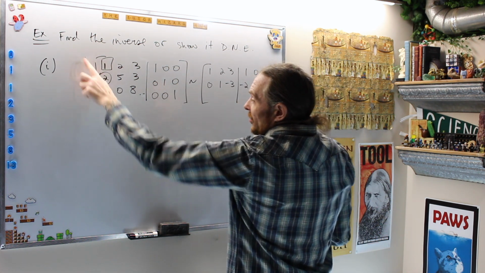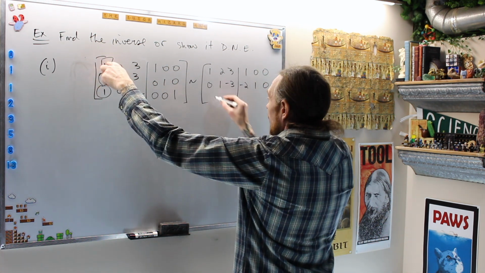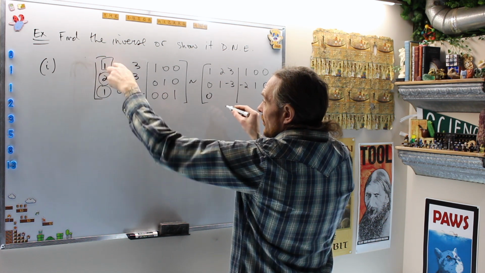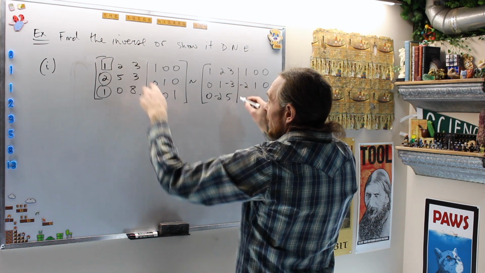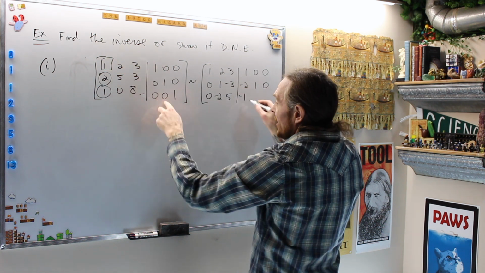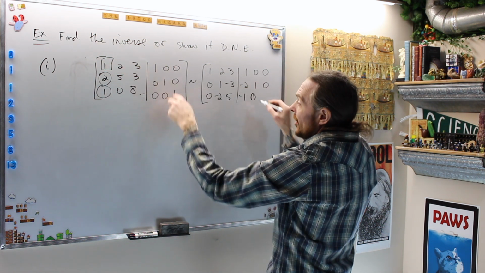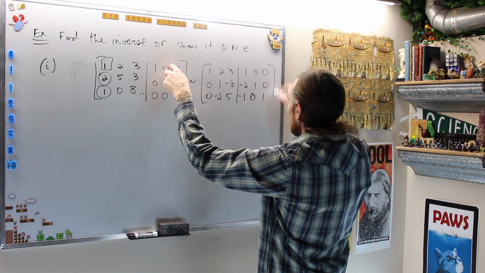Now I'm multiplying by negative 1. 1 minus 1 is 0. 0 minus 2 is negative 2. 8 minus 3 is 5. 0 minus 1 is minus 1. 0 minus 0 is 0. 1 minus 0 is 1.